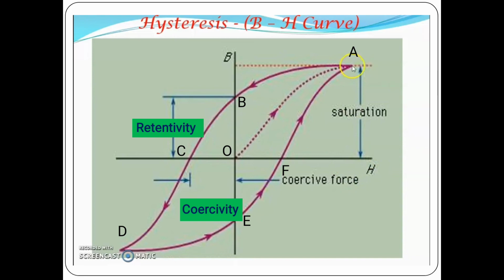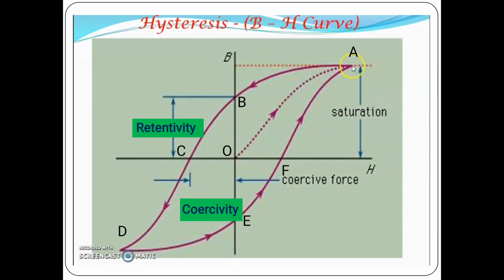Now we are going to reduce the magnetic field. When we reduce the magnetic field, the intensity of magnetization also decreases. The curve goes from A to B. When the applied magnetic field is 0, the ferromagnetic material still has some magnetization value. That is, even though the applied magnetic field is 0, it has some magnetic moment.